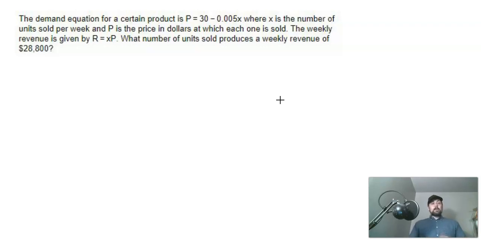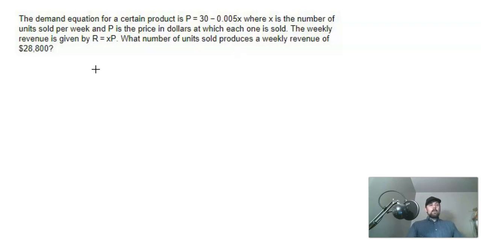And so for this particular company, they were able to mathematically model how their price relates to the number of units that they're going to sell. And they came up with this equation that the price equals 30 minus 0.005x, where x is the number of units that will be sold.